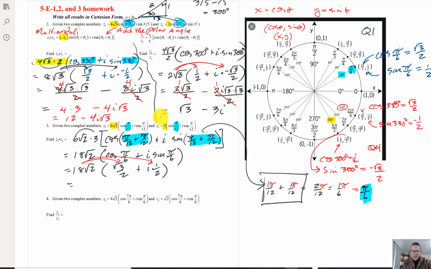So you get 18 rad 2 times root 3, which is 18 rad 6, all divided by 2, plus 18 root 2 times I, which is 18I rad 2, all divided by 2. Look at the denominator. You've got to divide those both by 2. And then you simplify. 18 divided by 2 is 9. So my end result is 9 rad 6 plus 9I rad 2. There we go. That's Cartesian form.